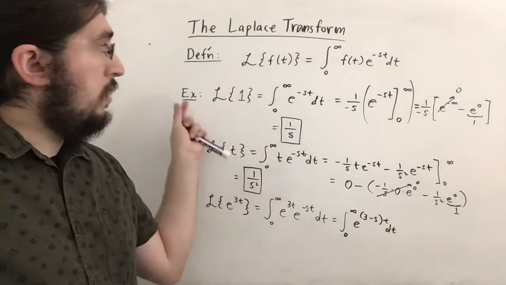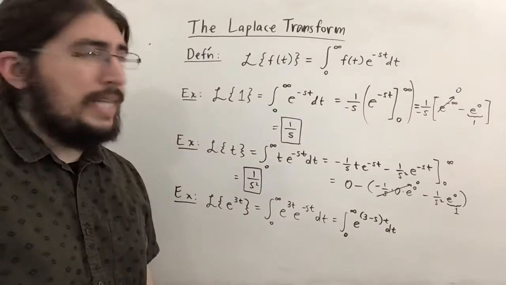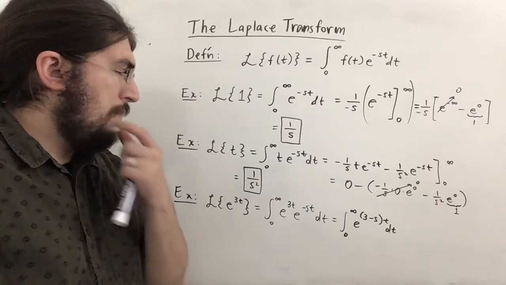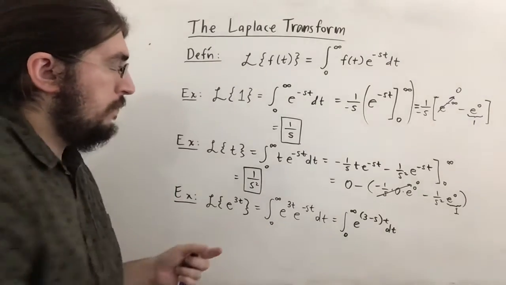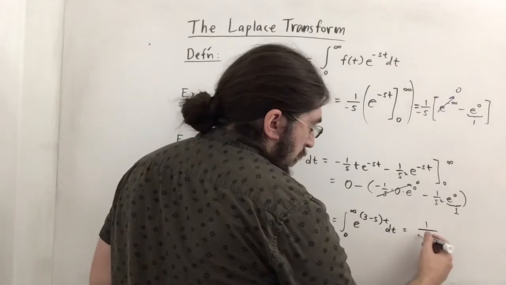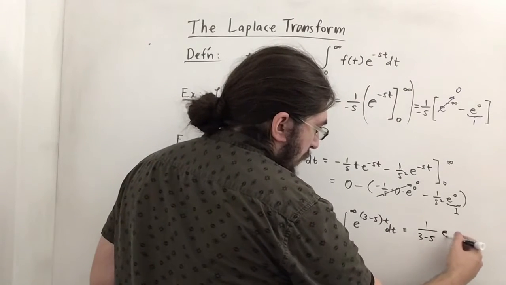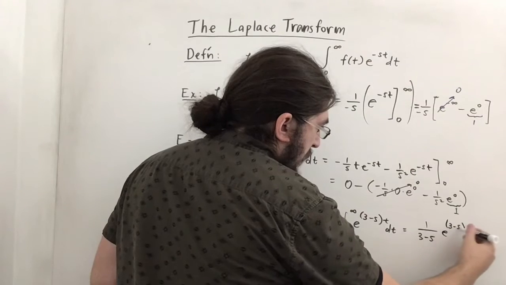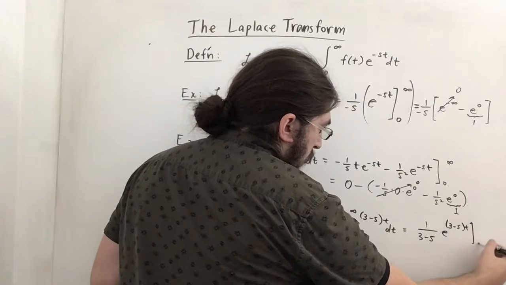And if you actually take a look at what we did here, it's basically the same exact idea. So what you'll end up getting is the antiderivative of this is 1 over 3 minus s, all times e to the 3 minus s times t, evaluated between 0 and infinity.